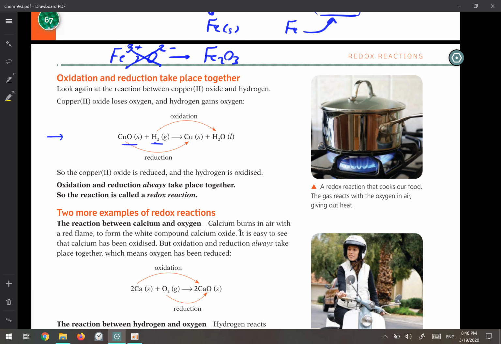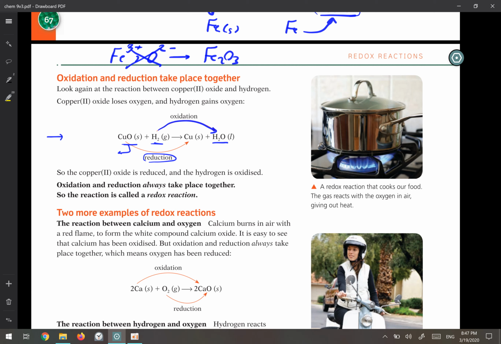One of the reactants is copper oxide. On the other side it becomes copper. It means it has lost the oxygen, so this one is reduced. So the reaction of converting copper oxide to copper is reduction. What happened to H2? It has gained the oxygen here, so we say H2 is oxidized, and the reaction of converting H2 to H2O is oxidation.